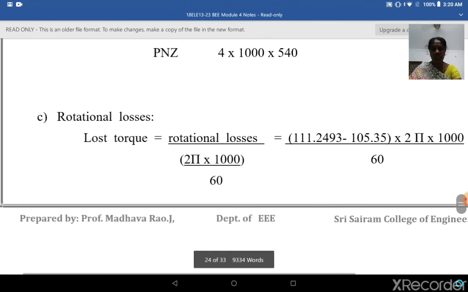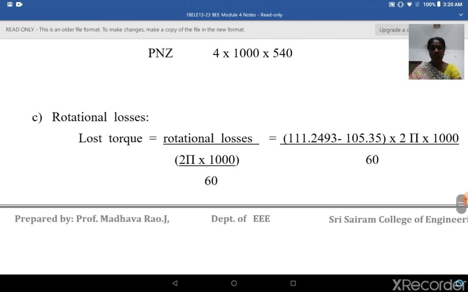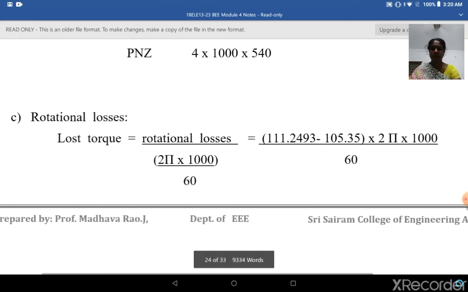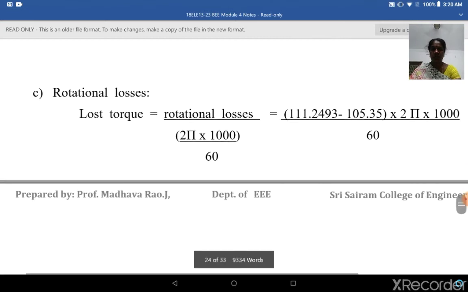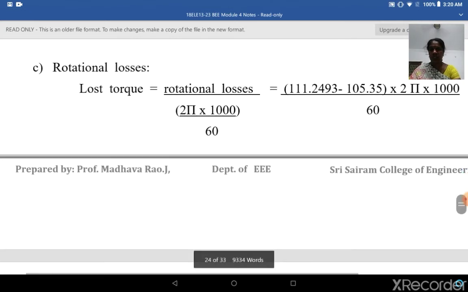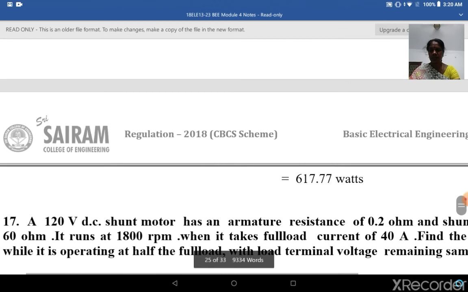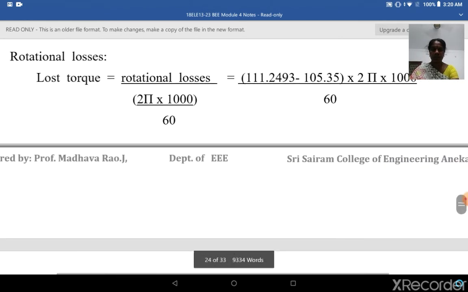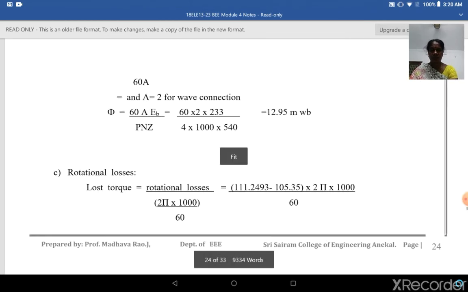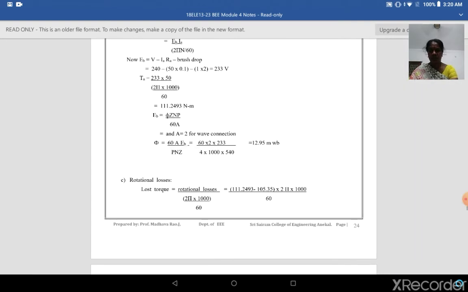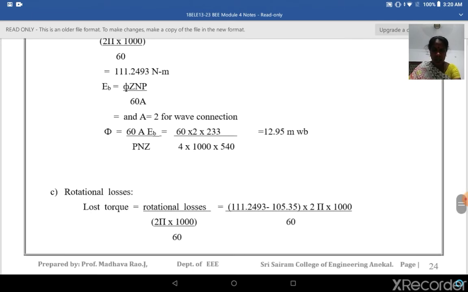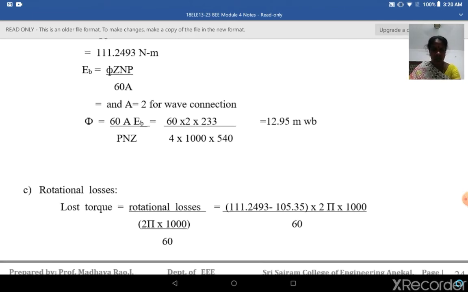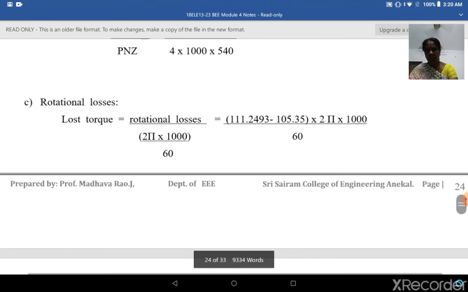Next, the rotational loss. The lost torque is equal to rotational loss divided by 2 pi N by 60. So, by substituting for that, we'll get the torque as nothing but 111.29 minus 105 into 2 pi into 1000 by 60.